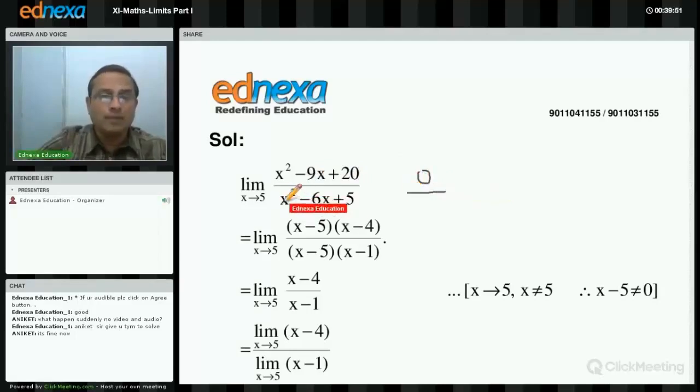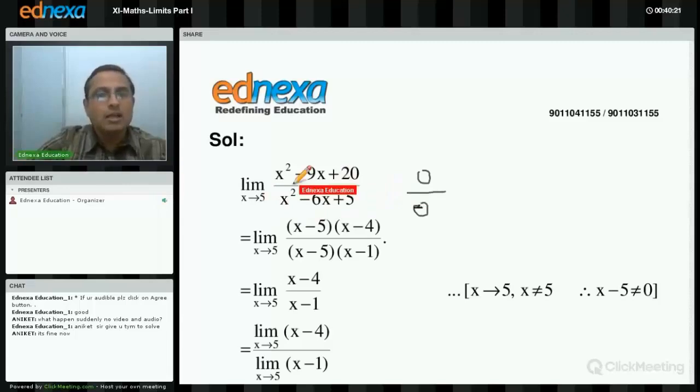Let us see denominator. 5 square is 25 plus 5, 30. 30 minus 6 into 5, 30. 0. So we are getting 0 by 0 form, which is absurd. This is an indeterminate form in mathematics. So we cannot, though we wish, we cannot take the limit in the very first step. Now, the values of the polynomials, both in numerator and denominator, are 0 at x equal to 5.